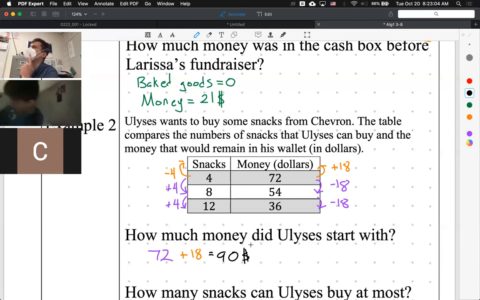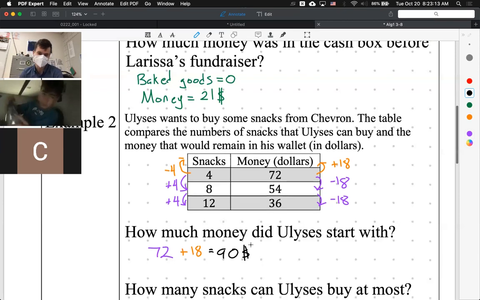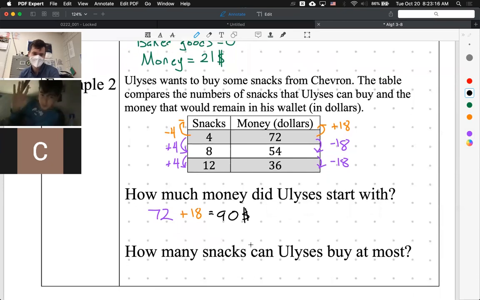You need to actually contextualize and say, oh, well, how much money did he start with? That means he hasn't bought any snacks. That means snacks is 0. How do I get snacks to 0? And then you have to use the patterns to find that, right? So for some reason, Ulysses is very rich on that day. He has $90. I would have gone to Monocone with that money instead of the Chevron, but that's just me.